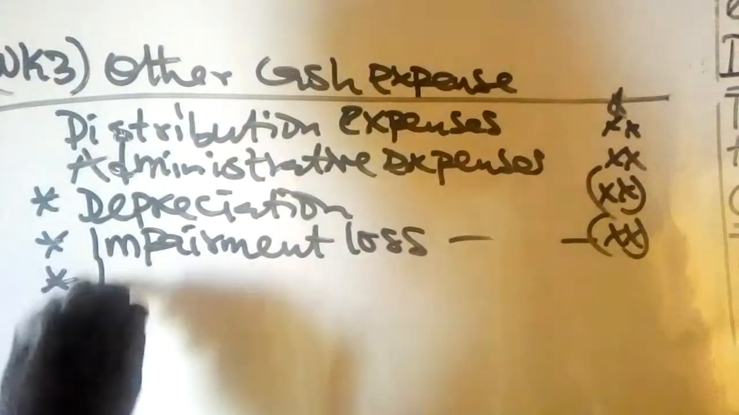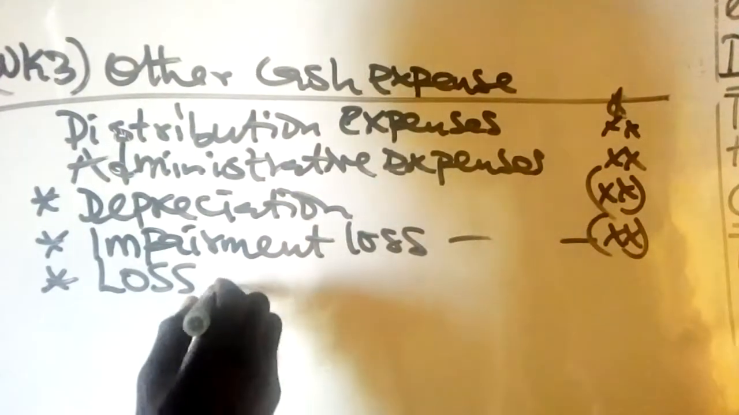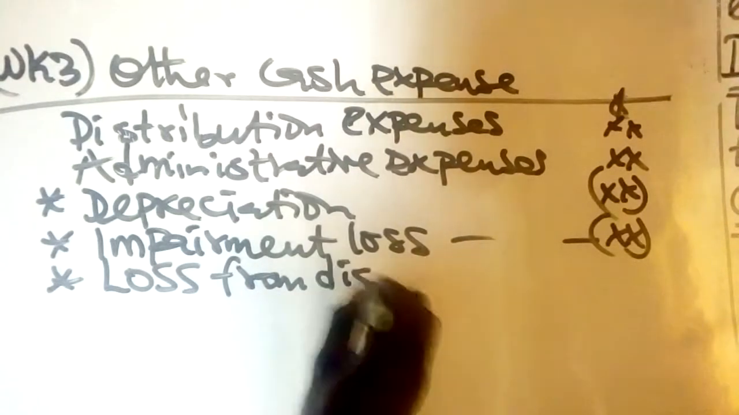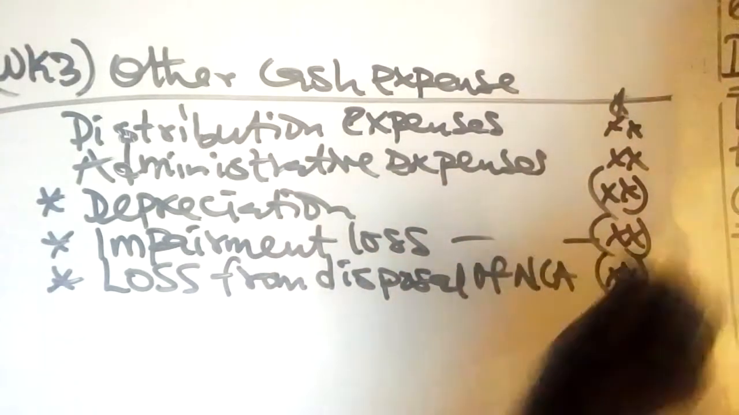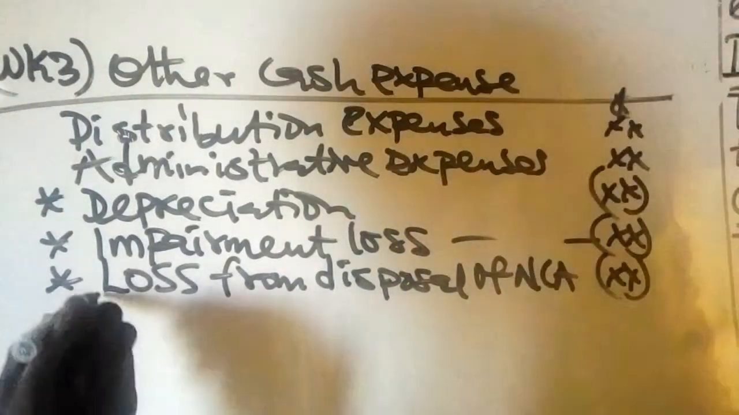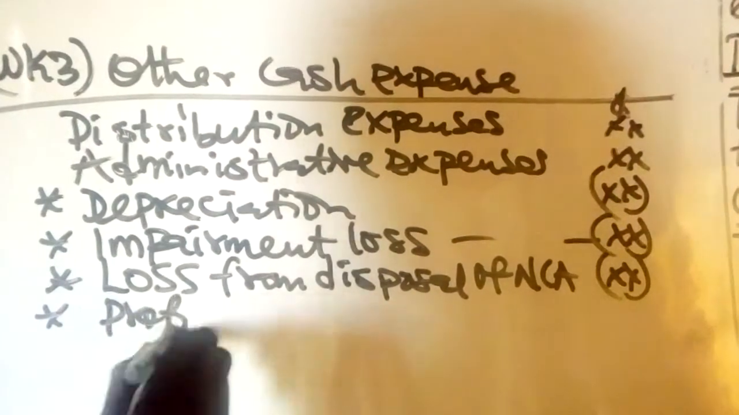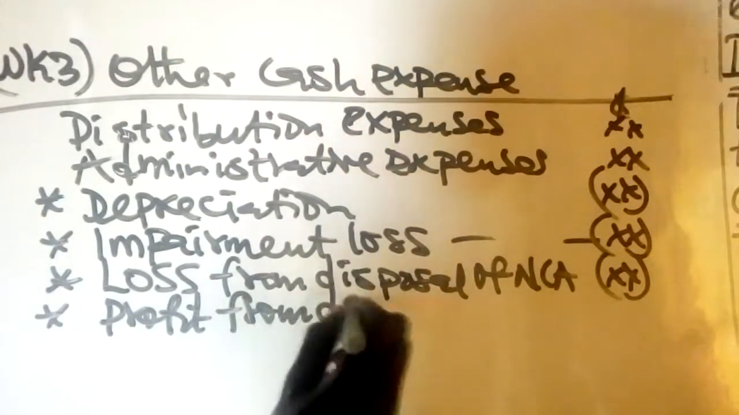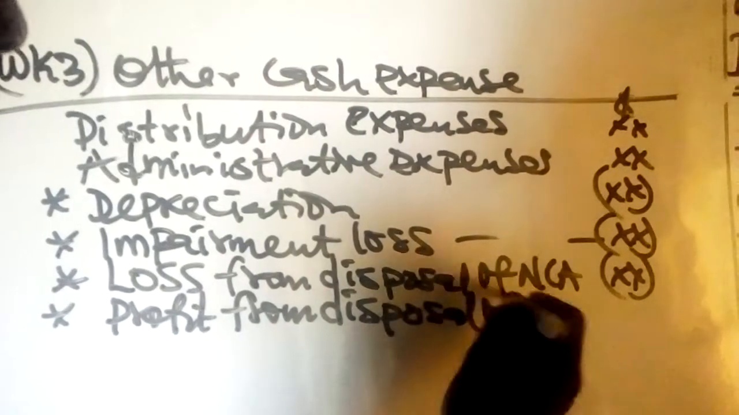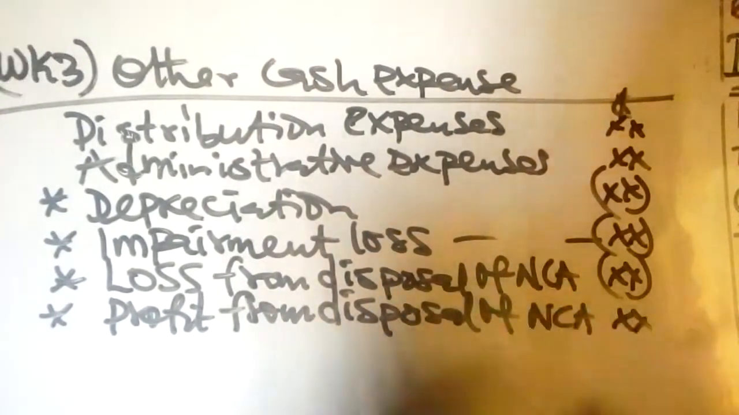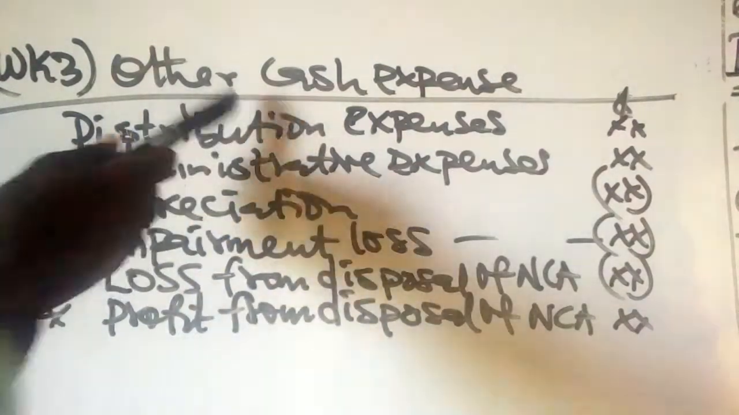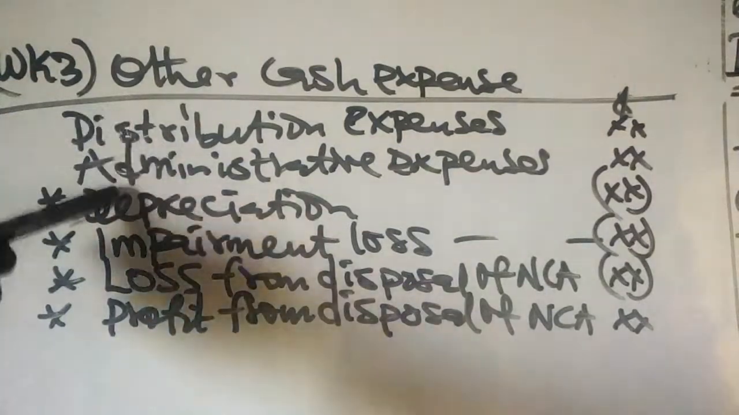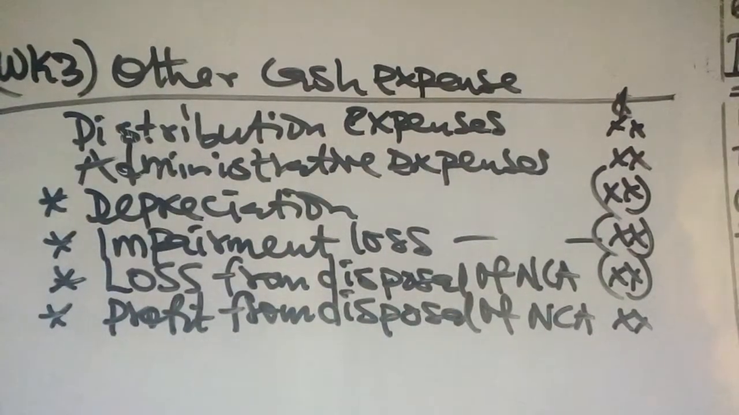Then loss from disposal of non-current assets follows the same principle. Then profit from disposal of non-current assets, you add the profit. These adjustments, these items that are asterisked, will only be made when calculating other cash expense where they have been included in either distribution or administrative expenses.